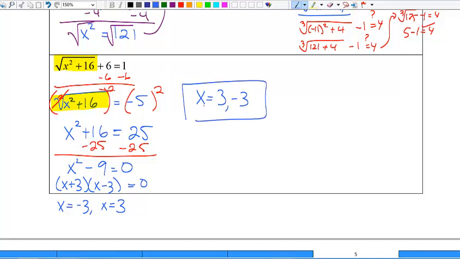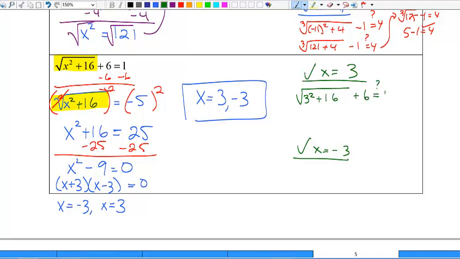I actually don't know if they're going to work or not. I have to go back and check each one independently. So let's try 3 first, and then we'll go and do negative 3. So I'm going to plug it in. So I have 3 squared plus 16, then plus 6 is supposedly equal to 1. That's 9 plus 16 is 25. 5 plus 6, is that 1? No. 5 plus 6 is 11.